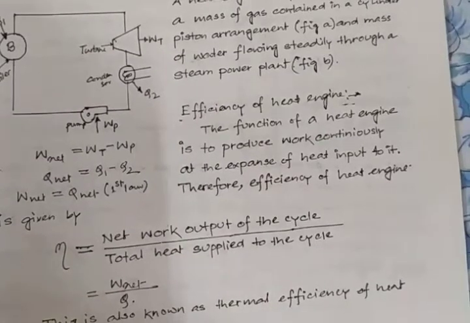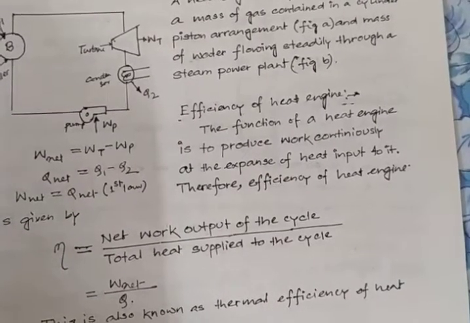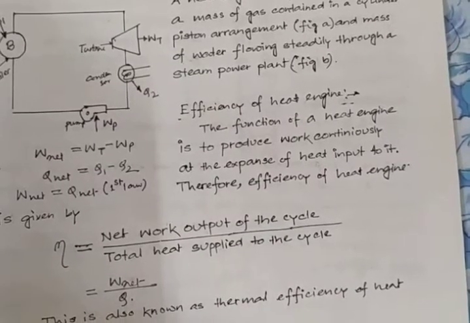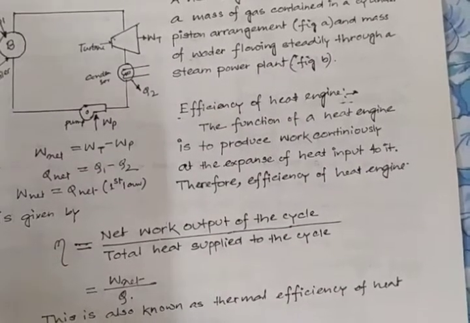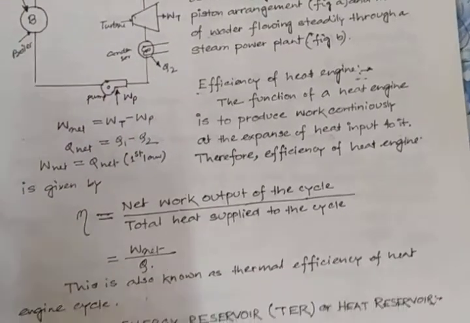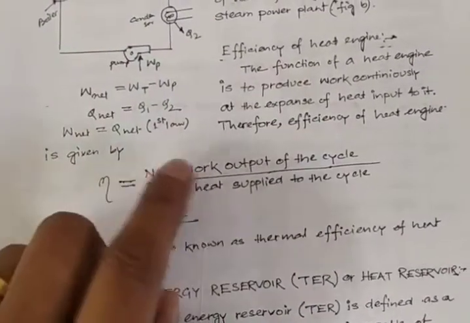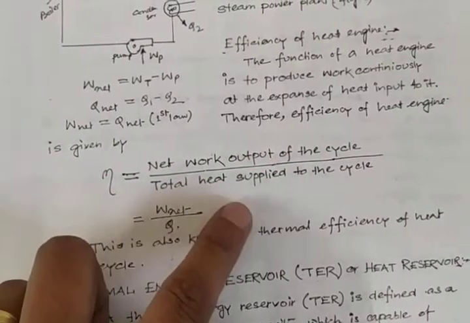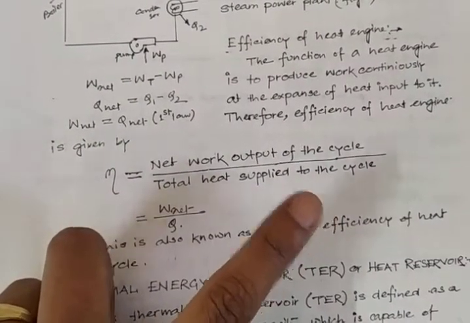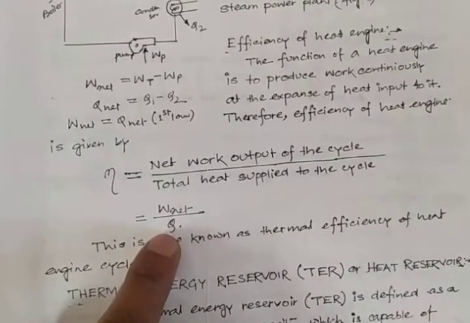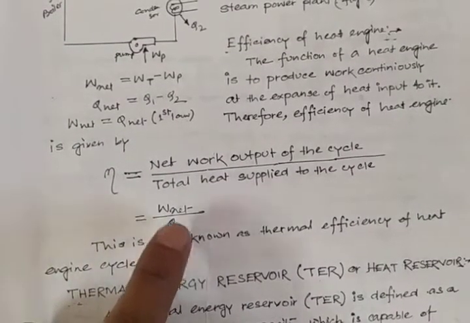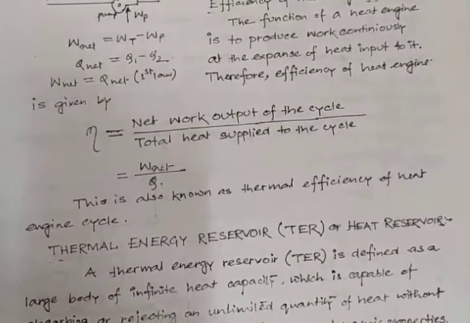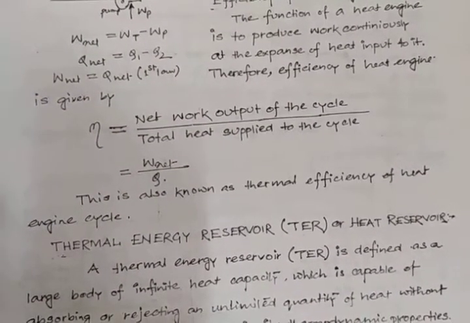The function of a heat engine is to produce work continuously at the expense of heat input to it. Therefore, the efficiency of a heat engine is given by the net work output of the cycle divided by the total heat supply to the cycle. So net work divided by Q, where Q is the total heat supply. This is also known as the thermal efficiency of a heat engine cycle.